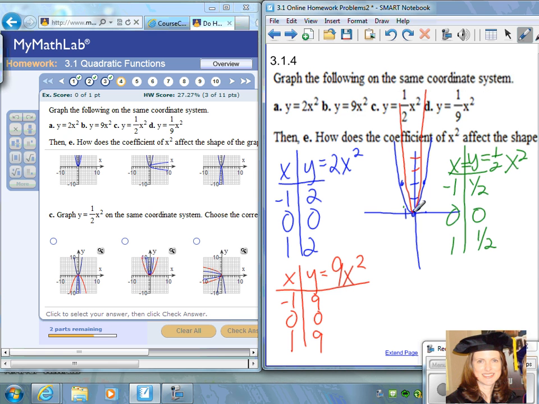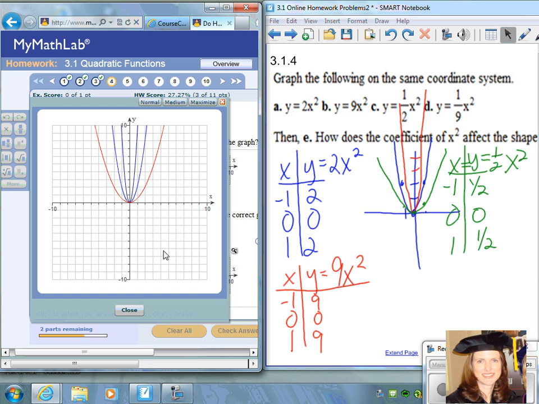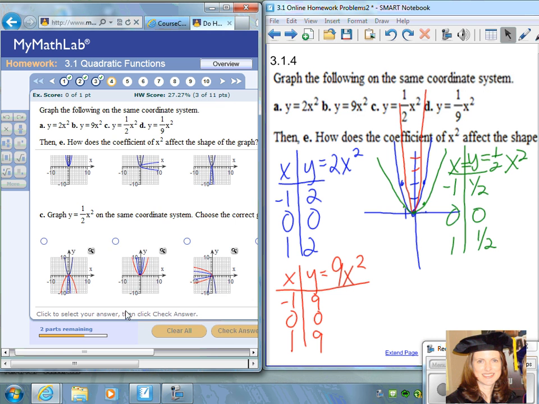And that is going to make your graph look wider than the previous two. Out of all of those choices for part C, it does look like the second one gives you the original one, the 9x squared, and the 1/2 x squared. You see the 1/2 x squared is wider than the previous two.